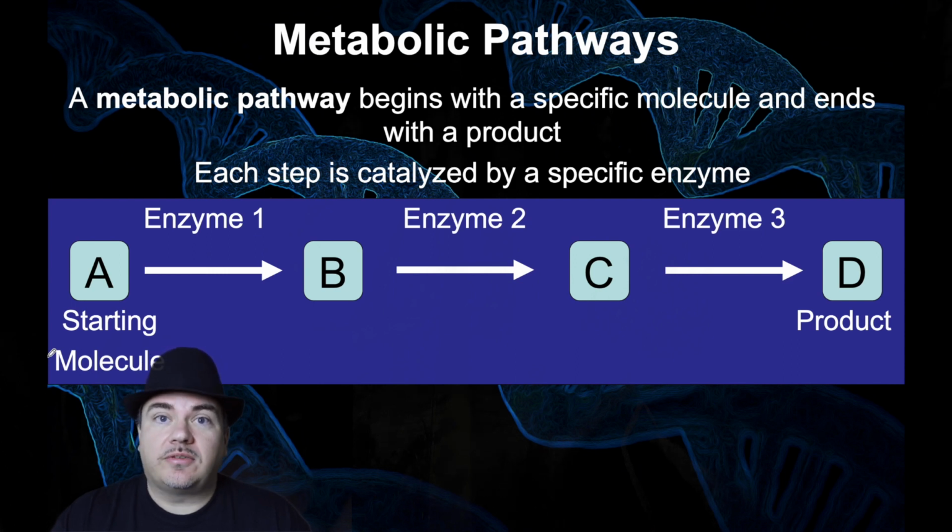So enzyme 1 turns chemical A into chemical B. Then a different enzyme, enzyme 2, will take chemical B and turn it into chemical C. Then yet another enzyme, enzyme 3, will take chemical C and turn it into chemical D. So they don't do it in one step, they do it in a series of small steps, each one catalyzed or sped up by a different enzyme. That's called a metabolic pathway, and that's how your cells actually do their chemical reactions.